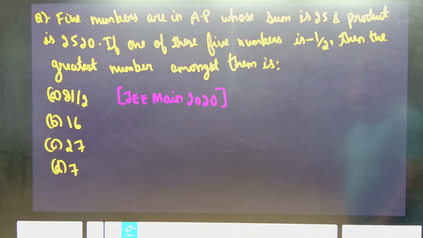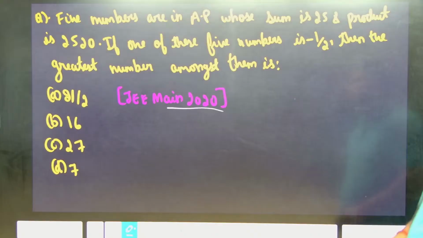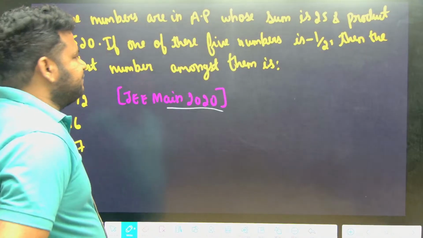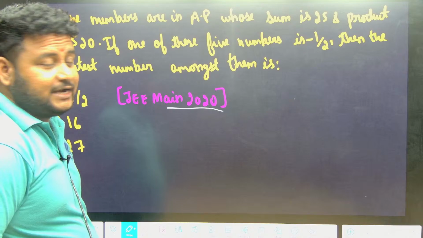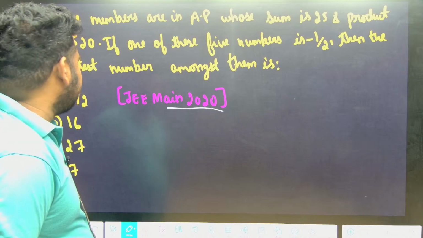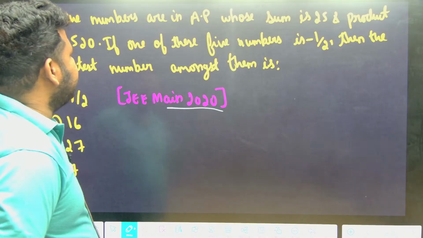Okay. So this is a question from JEE Main 2020. So see here, what they have given is 5 numbers are in AP, whose sum is 25 and product is 2520. If one of these 5 numbers is minus 1 by 2, then the greatest number amongst them is what? This is the question.